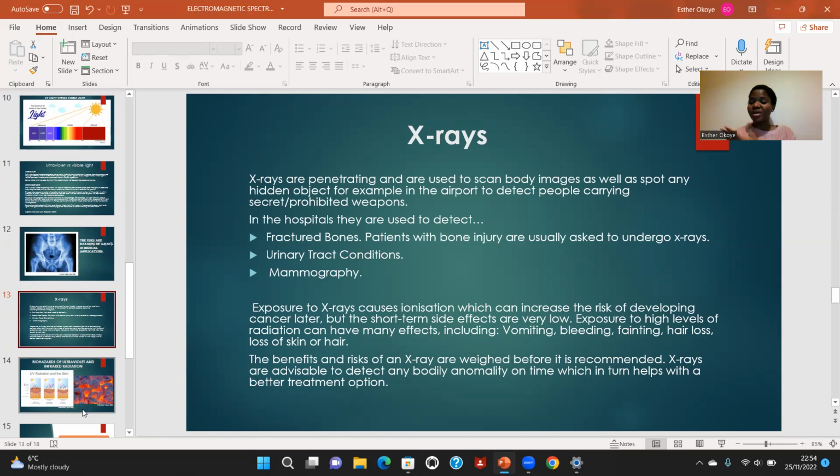Exposure to X-rays causes ionization, which can increase the risk of developing cancer later. But the short-term side effects are very low. Exposure to high levels of X-ray radiation can have many effects, including vomiting, bleeding, fainting, hair loss, loss of skin or hair, etc. For example, when we have people that have cancer and they are exposed to so much radiation, so much X-rays, you can see some of the hair falling off and things like that, which can be linked to the side effects of X-rays.